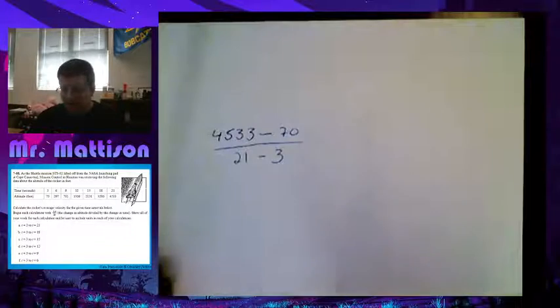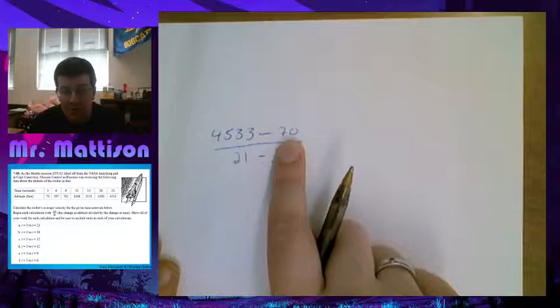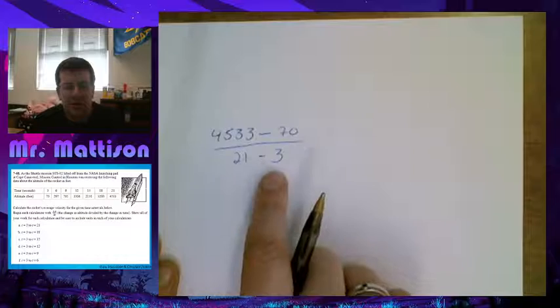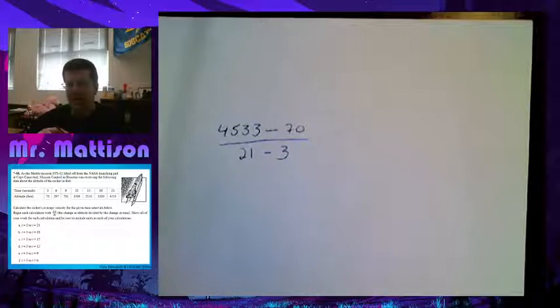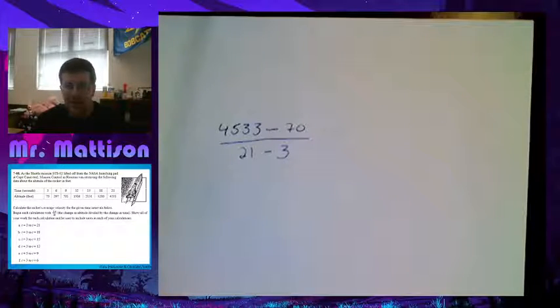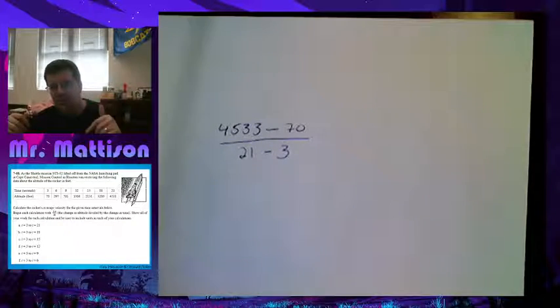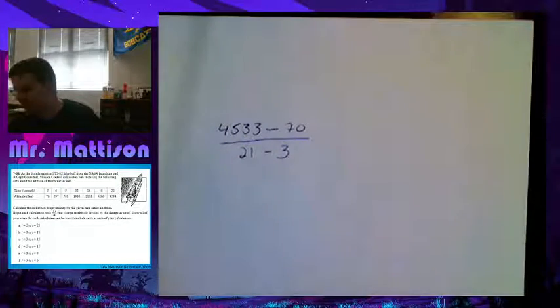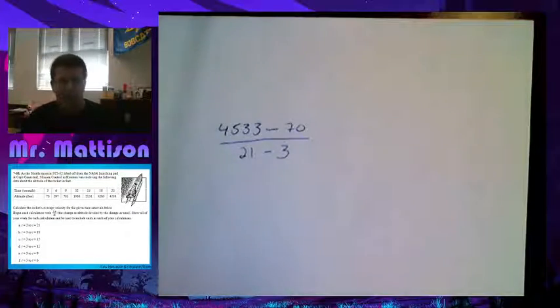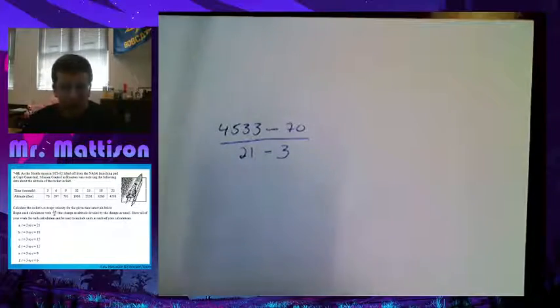Now the order doesn't matter, right? I could have done 70 minus 4,533 over 3 minus 21, right? In general, I will always say do the second one first because it's generally the larger number, and so then you'll just have positives. If I did it the other way, I would just have a negative over a negative, which becomes positive anyway, so it doesn't actually change the value. It just can save you a little bit of time with not having to worry about those negative signs.